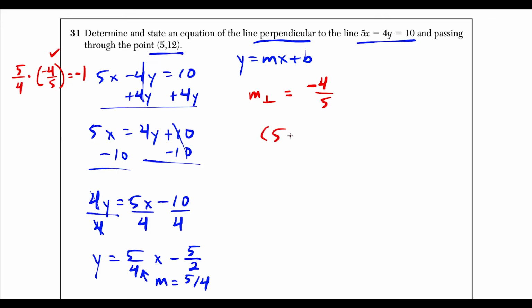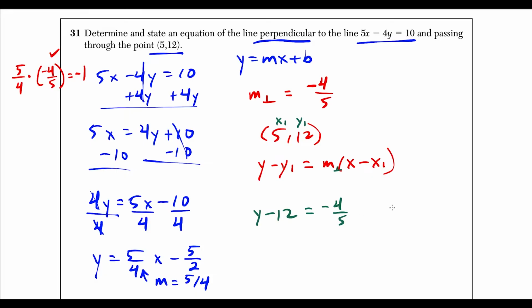Now our point is (5, 12). And then the last part here is knowing the equation y minus y1 equals m times x minus x1. And they didn't tell us which form to write our answer in. So all we have to do is just plug this stuff in. We have y minus 12 equals, the slope we're going to use is the perpendicular slope here because we want the equation of the perpendicular line. So the perpendicular slope is -4/5, and then we have x minus 5.